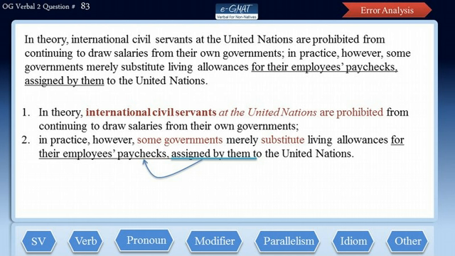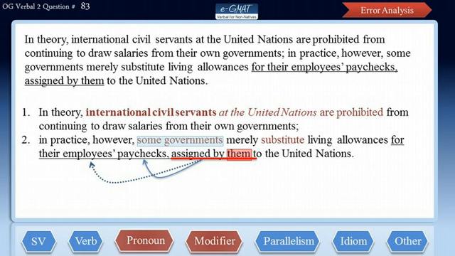This is illogical. This modifier should actually modify the employees to mean that employees are assigned to work with the United Nations. Hence, assigned by them leads to modifier error in this sentence. Also, pronoun them refers to governments. The pronoun denotes that the paychecks are assigned by some governments to the United Nations. This is illogical. Hence, we have pronoun error here as well.